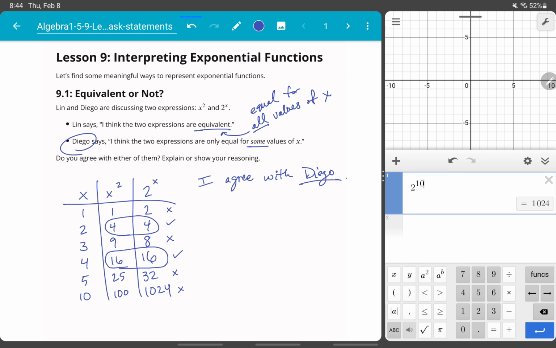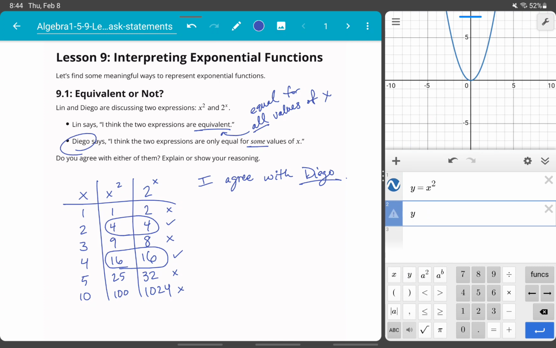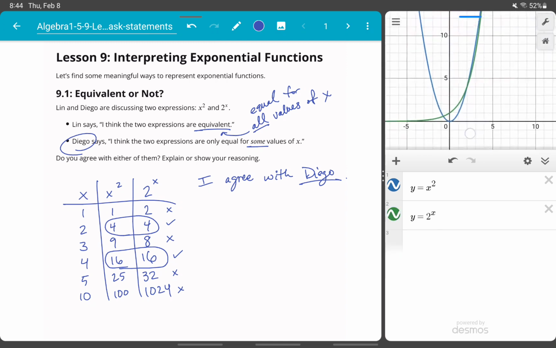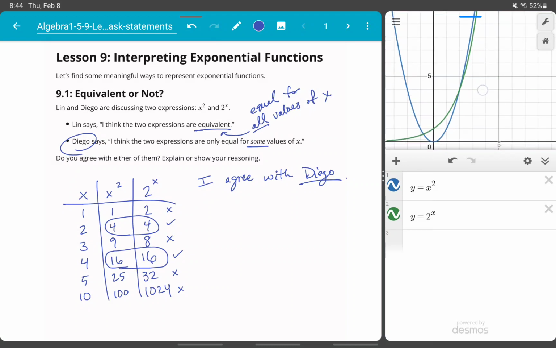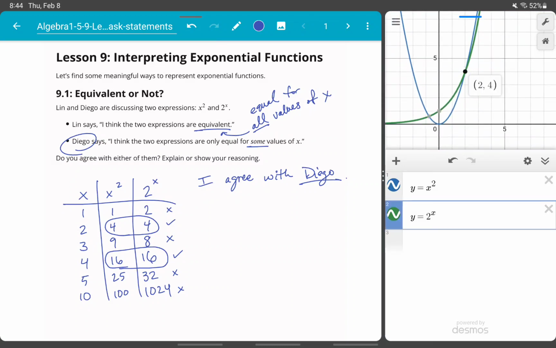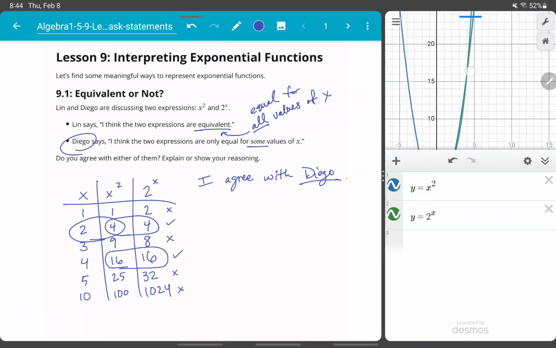And another way that we could verify this is, since we do have the graphing calculator over here, why don't we just graph these? Let's put y equals x squared. And let's also put y equals 2 to the x. And we'll actually see over here on the graph that it looks like there's an intersection point there at 2, 4, which we saw here. And then there was another intersection point up here at 4, 16.